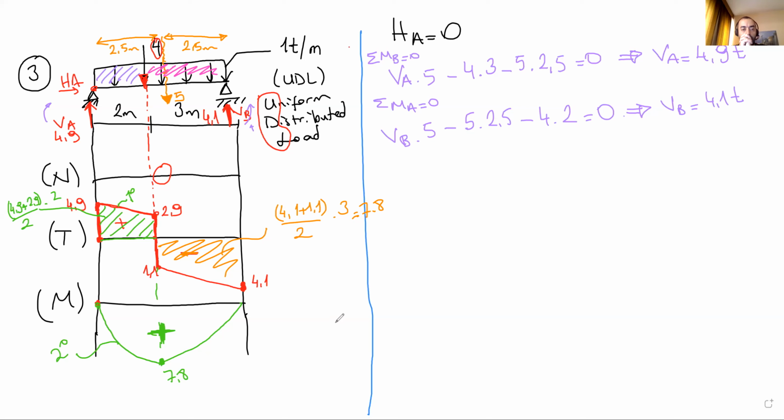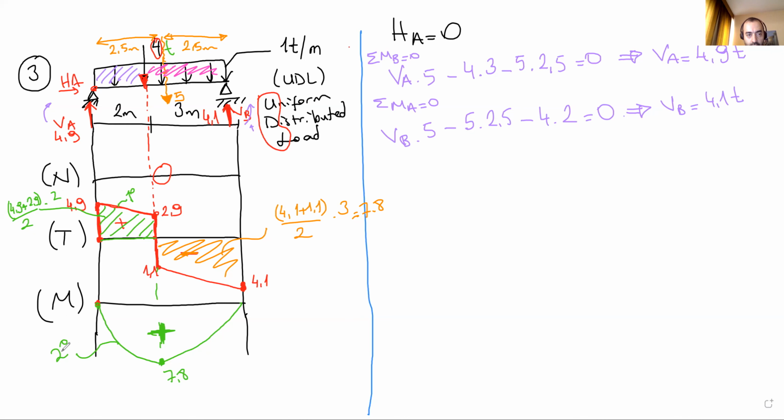Okay, here we have a simple beam. On the simple beam, there is a uniform distributed load. The magnitude is 1 ton per meter, and there is another concentrated load, which is 4 tons. By the way, this is ton. We are gonna draw the axial force, shear force, and moment diagrams.